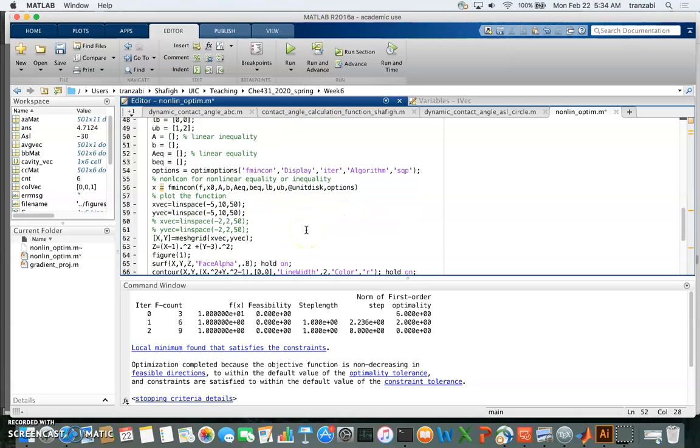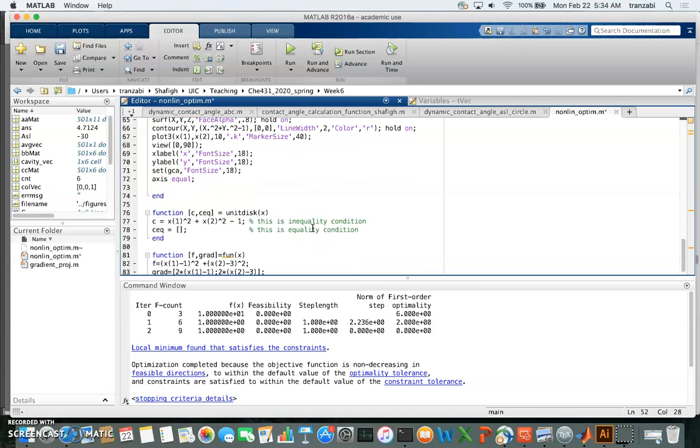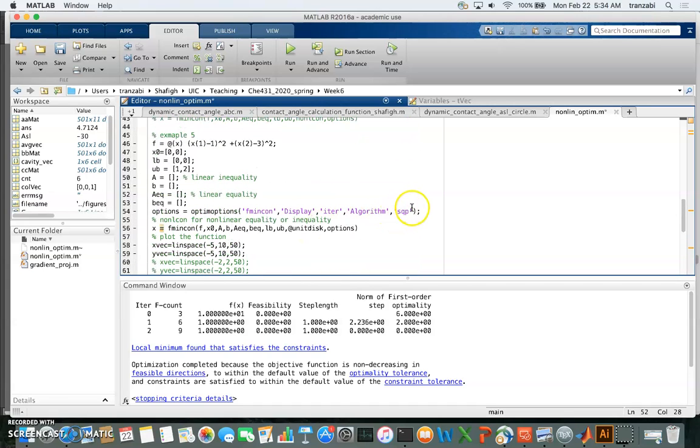I'm using the sequential programming algorithm. And I like to see the function progression as optimization goes on, so I say display iteration. And I'm using fmincon, the constrained optimization function. So the arguments are pretty much as we talked before: the inequality constraints, the equality constraints, the lower bound, and the upper bound.